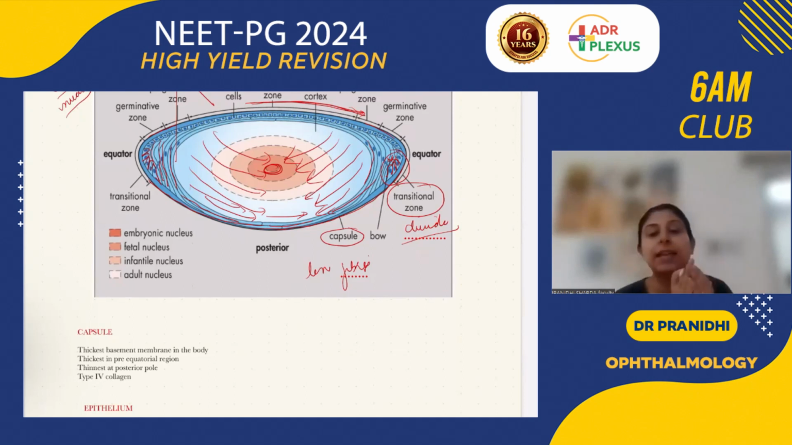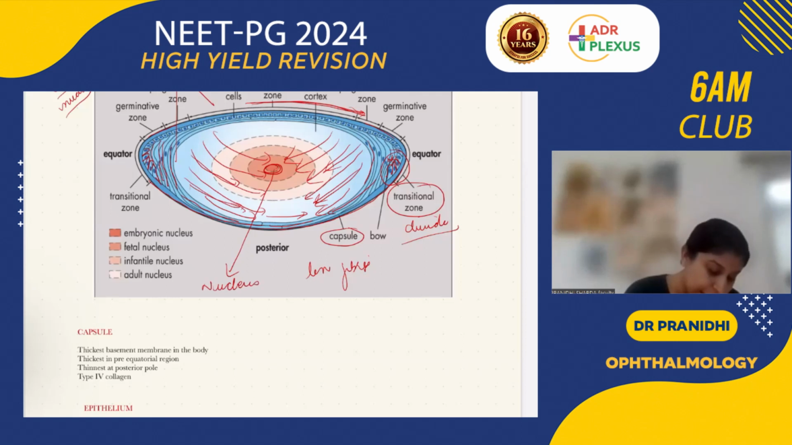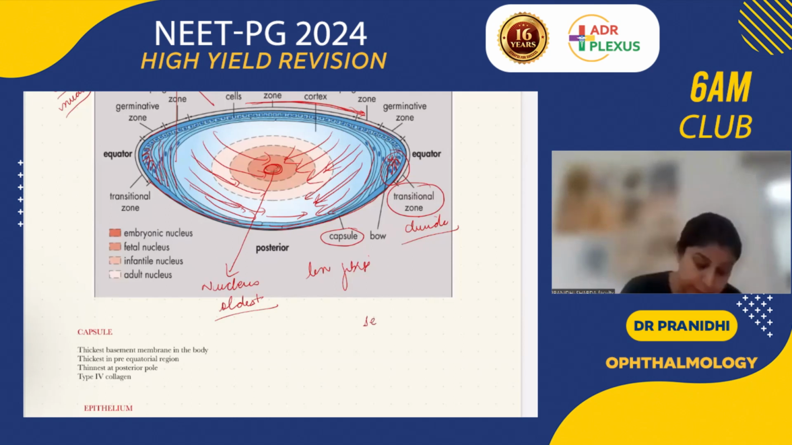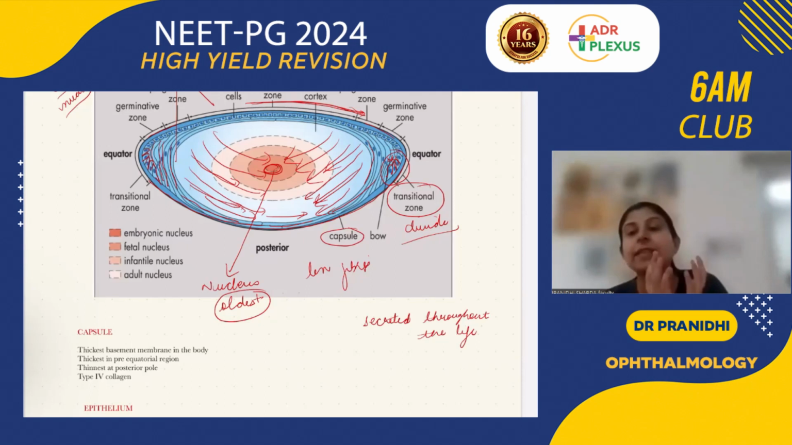The innermost fibers, as you can appreciate, will be the oldest fibers, and the newest fibers will get added upon in the periphery. So the innermost fibers are known by the name of nucleus, and they are the oldest fibers, while the newest fibers are joining around the periphery. The lens fibers are secreted throughout life, and the nucleus has the oldest fibers.